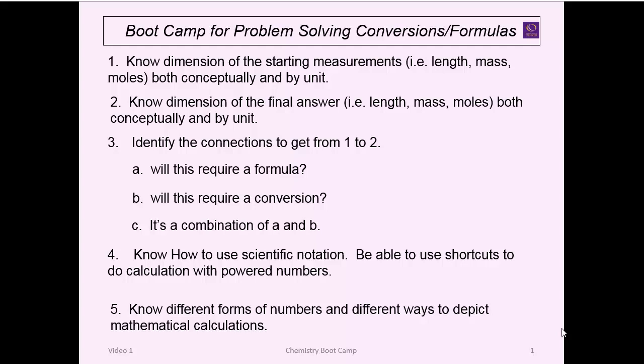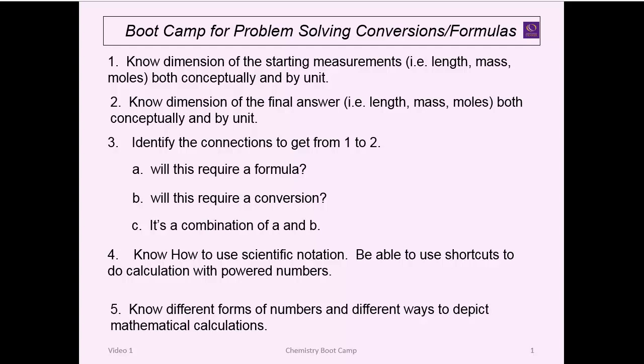All right, welcome to Bootcamp for problem solving conversions and formulas. These tutorials are basically designed to help you with general chemistry and physics, these kinds of classes of physical science where you need to do some calculations. Our goal here is just to get you up to speed in your background in algebra and conversions and doing dimensional analysis. So as you start your class, this will come easily to you, or a lot easier.